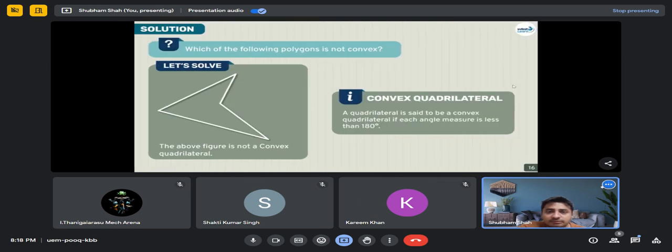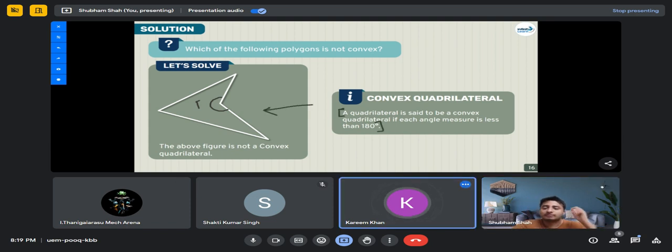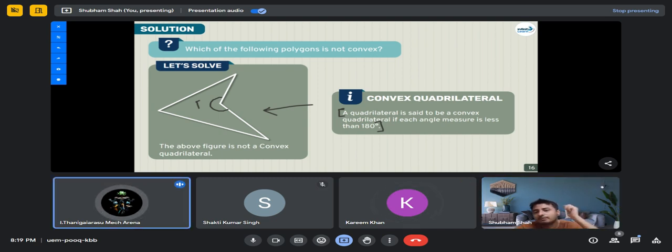Okay. Next one. Which of the following polygons is not convex? This is a convex polygon. Because one of the angles is greater than 180, yes or no? Because this angle is greater than 180. Anybody having any doubt in this figure? Okay, the given figure is not convex. It is a concave polygon. Clear? This is a concave polygon because one angle is greater than 180 degrees.